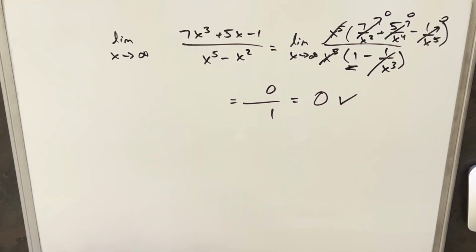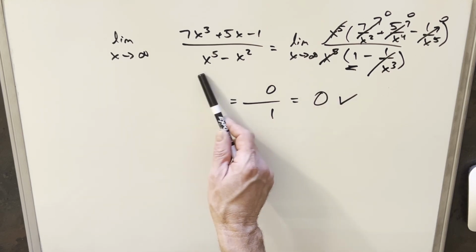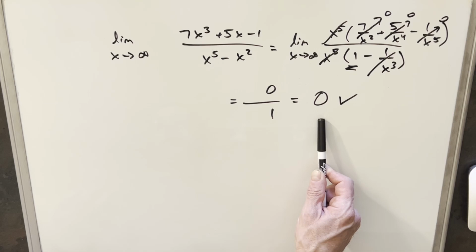I think the quick way to do this without all the factoring here, if we have x approaching infinity and the degree is higher in the denominator, this thing's always going to be going to 0.